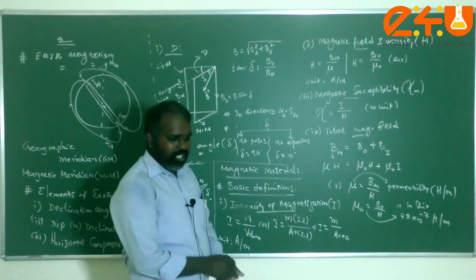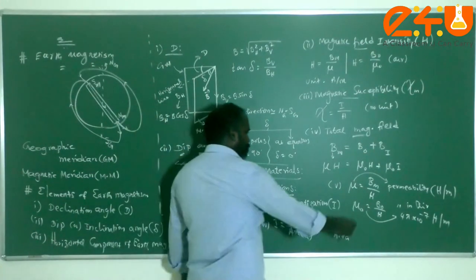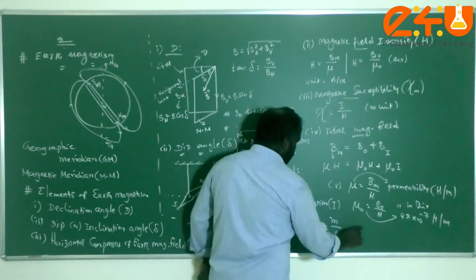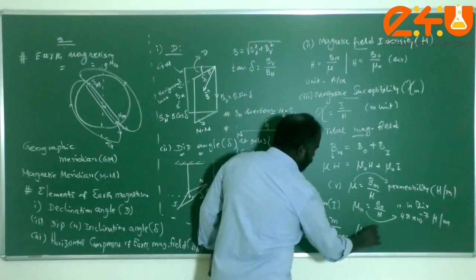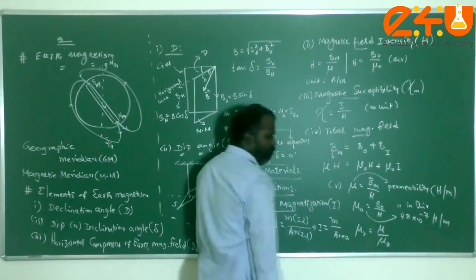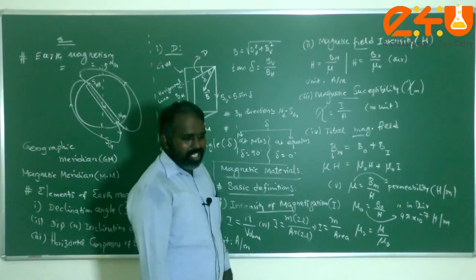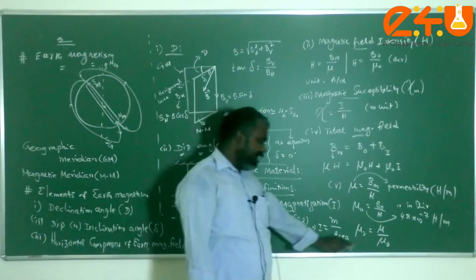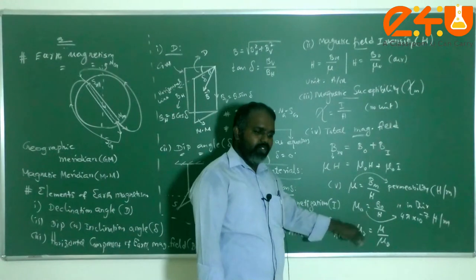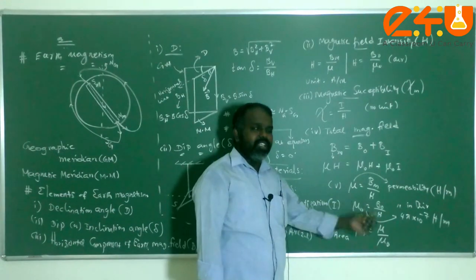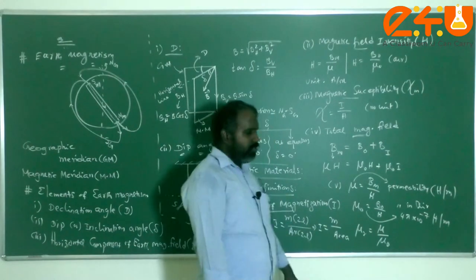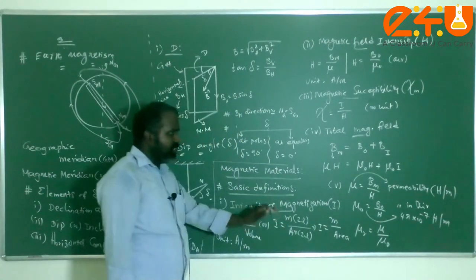Similarly, the ratio of these gives the relative permeability, mu r, which is nothing but mu divided by mu naught. For an air medium, it should be 1. For other media, that value will differ, depending on the type of magnetic material we are using. So these are the basic definitions we must know.